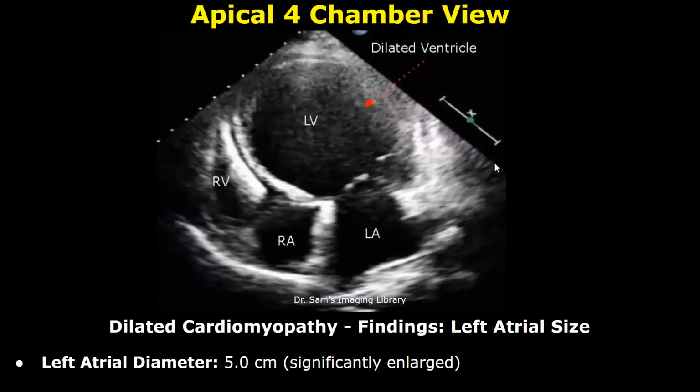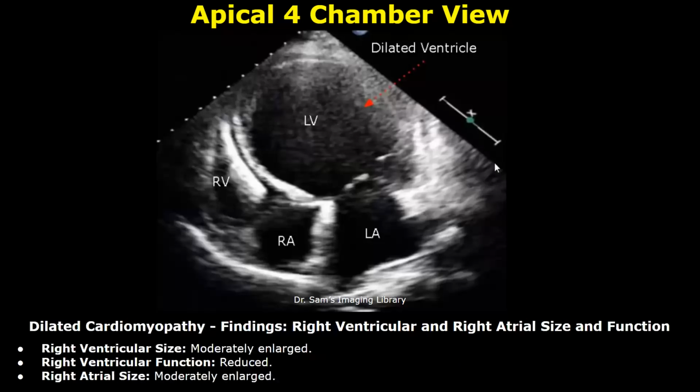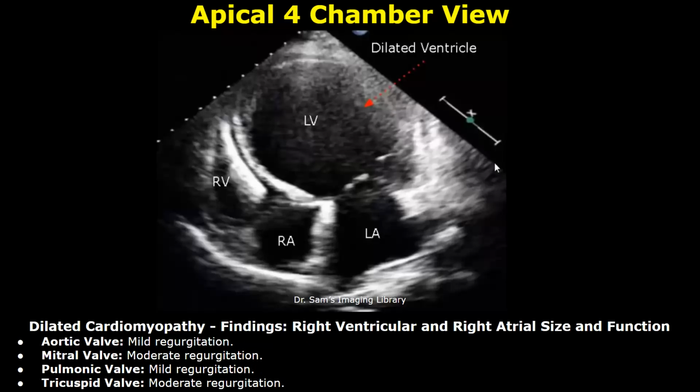The left atrial diameter is 5 centimeters. It is significantly enlarged. The right ventricular size is moderately enlarged. Right ventricular function is reduced, and right atrial size is moderately enlarged as well. Aortic valve shows mild regurgitation. Mitral valve shows moderate regurgitation. Pulmonic valve shows mild regurgitation, and the tricuspid valve shows moderate regurgitation.